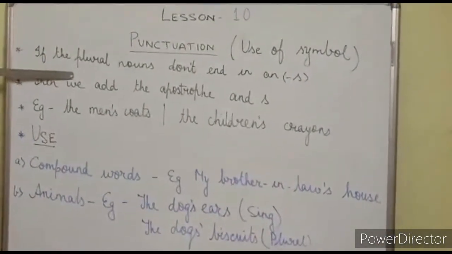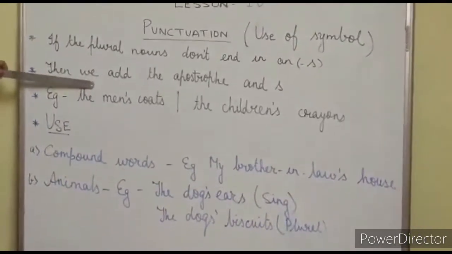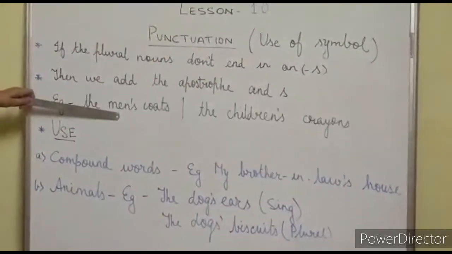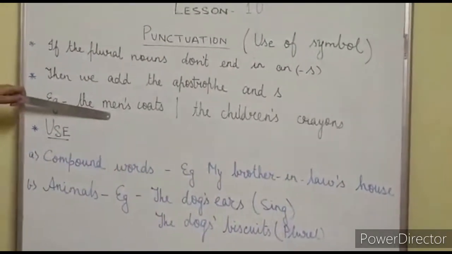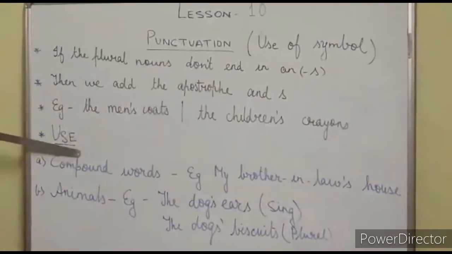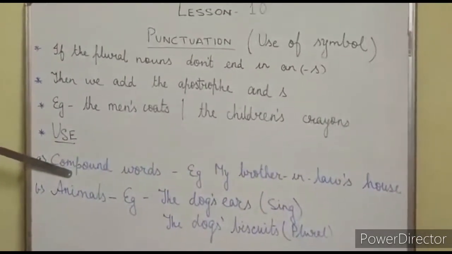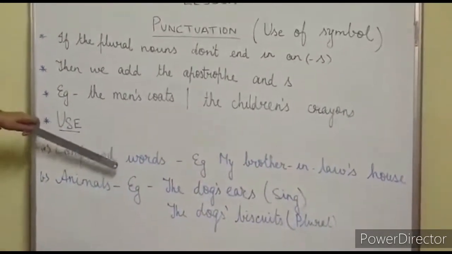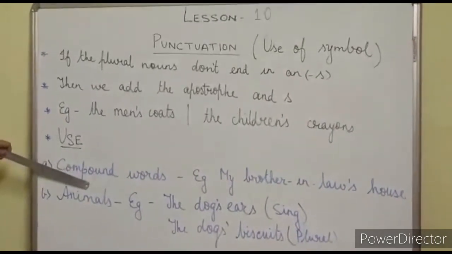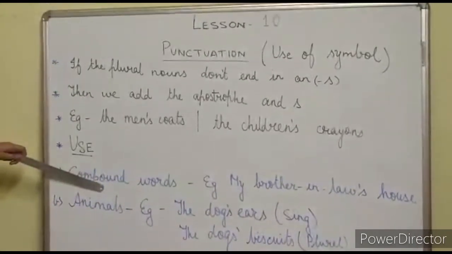So have a look at the board, and I am explaining it once again. If the plural nouns do not end with S, then we ourselves will add apostrophe and S. Example, here I have done it. Men's coat, children's crayons. Now students, use. There are many uses. The first one, with compound words, we generally use apostrophe. For example, my brother-in-law's house is in Puri.